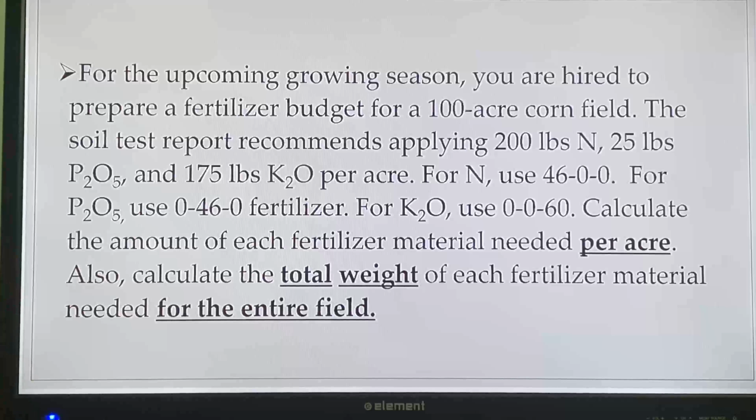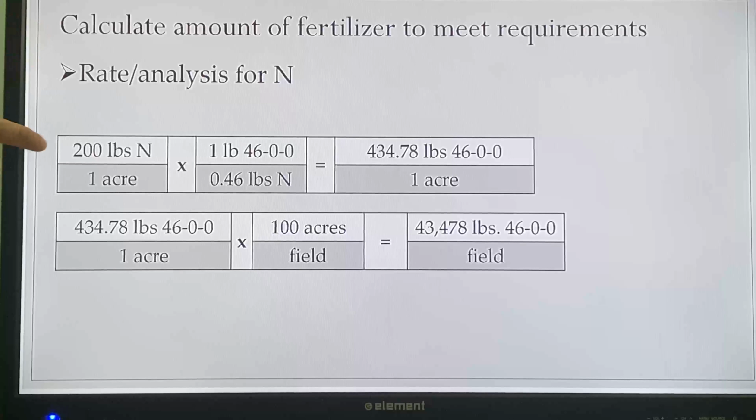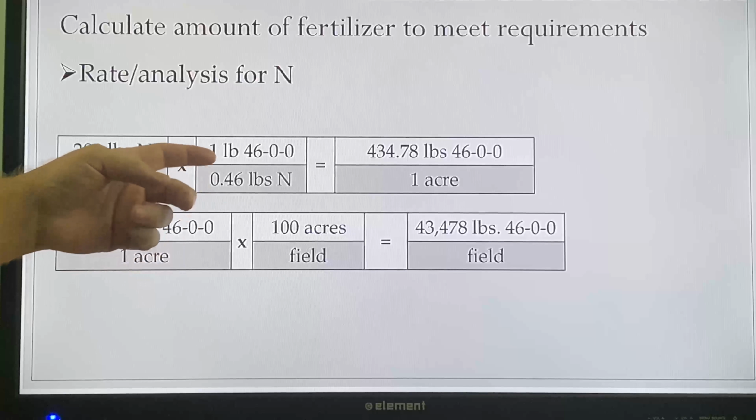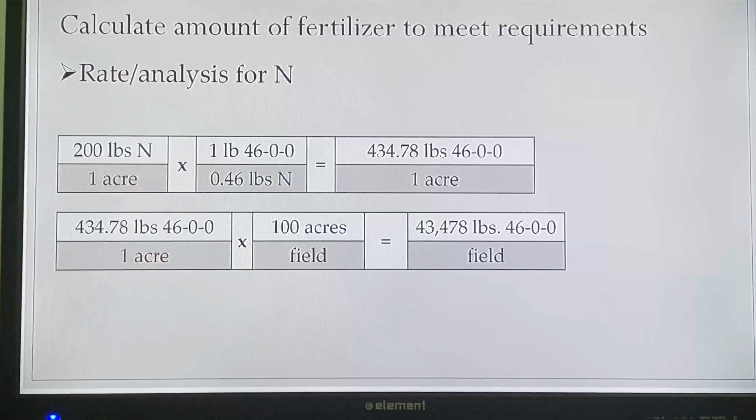Not difficult. This is simple rate over analysis. So for our rate over analysis, we have 200 pounds of nitrogen divided by, and in 1 pound of 46-0-0, there are 0.46 pounds of N. We need about 435 pounds of urea per acre.